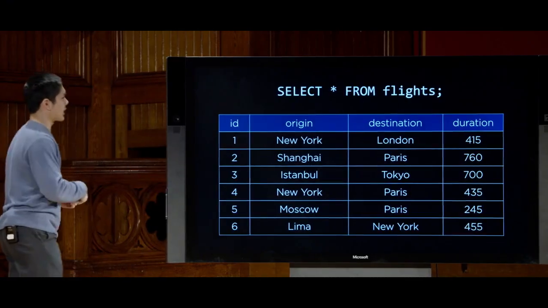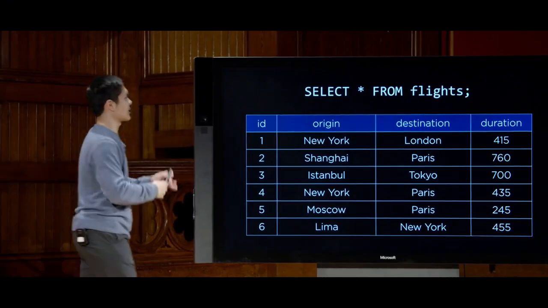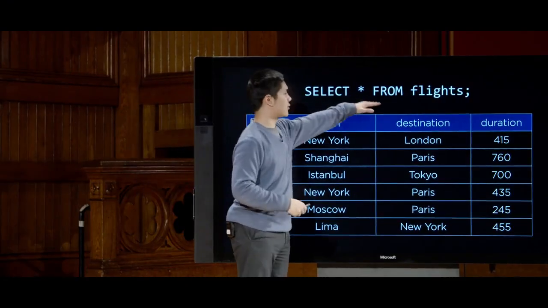So what do those queries look like? Well, the simplest query might look a little something like this. Select star from flights.